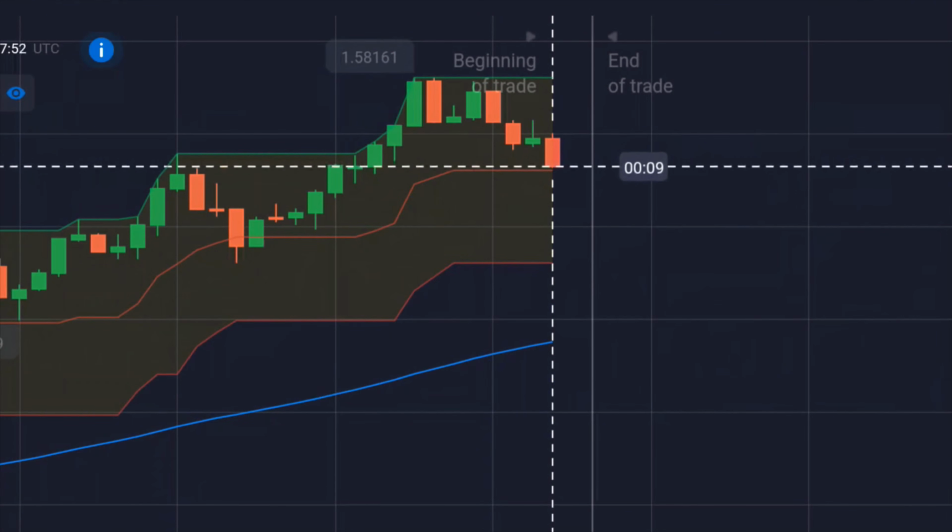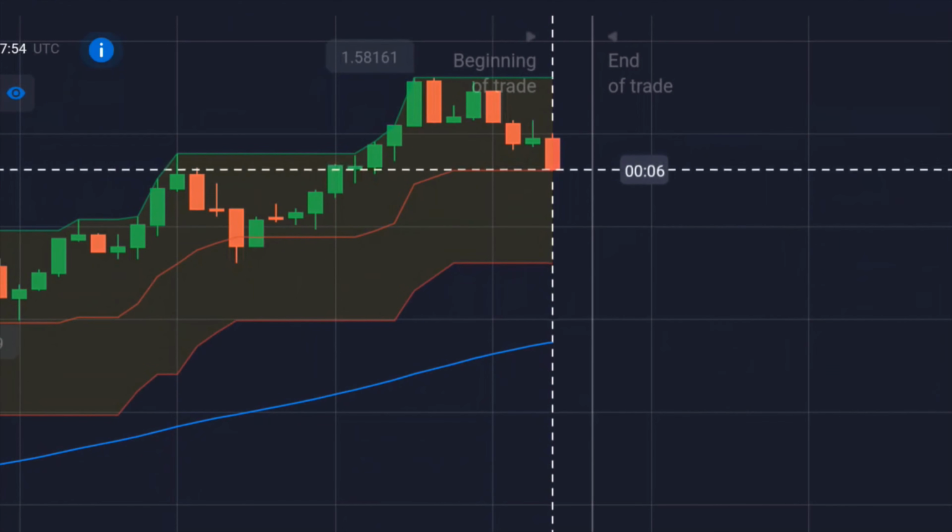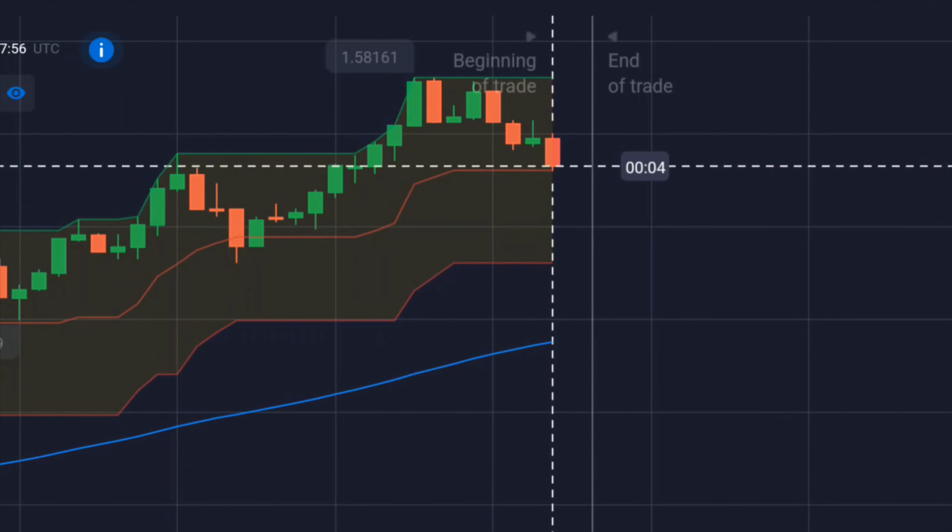Here are some live examples of me placing trades with the strategy. This strategy has a 75% accuracy with 1-step martingale.